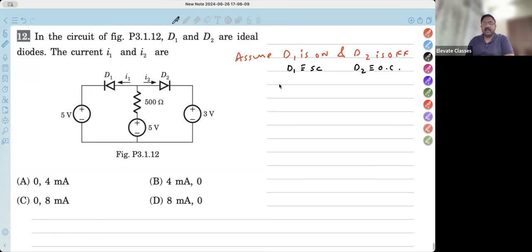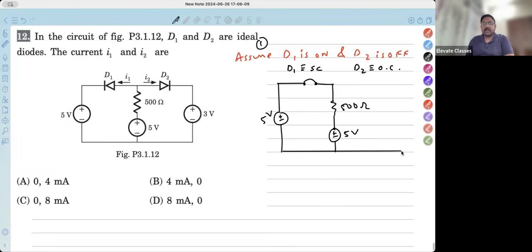Now let me redraw the diagram. The diagram will look something like this. This is the first case I'm assuming. Instead of the diode, I'll have a short circuit, and then this resistor, which is 500 ohms, and then this voltage, that is 5 volts, and this voltage, that is again 5 volts. This is connected over here. And now this diode I will replace with an open circuit. So I'm just opening it. And this is not replaced, sorry. This is given in the circuit that this is 3 volts. Right.